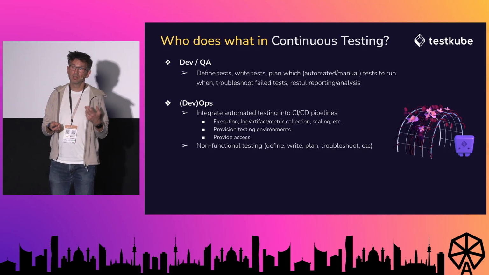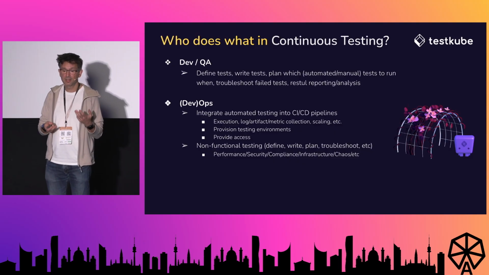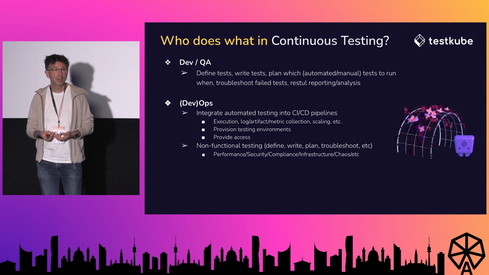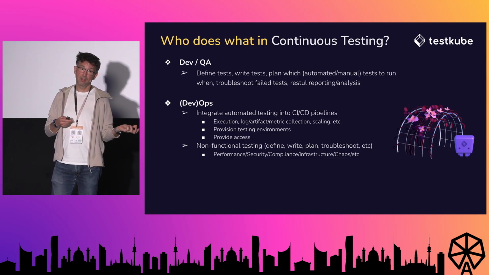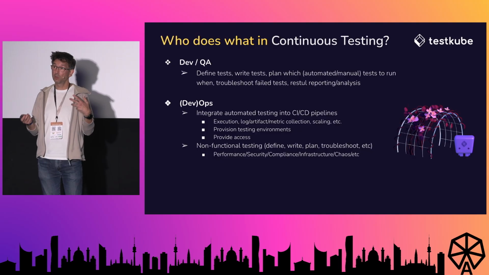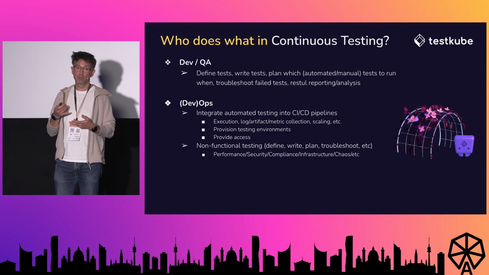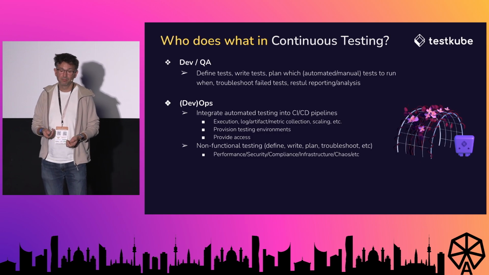So performance testing, security testing, compliance testing, infrastructure testing, chaos testing, something that usually falls on DevOps and ops people, not QA and dev. Of course, there's not a fixed line. And that means those people are defining, writing the tests, planning the tests, when to run them, troubleshooting the tests, everything. So there's a lot of testing that falls on the ops teams as well.